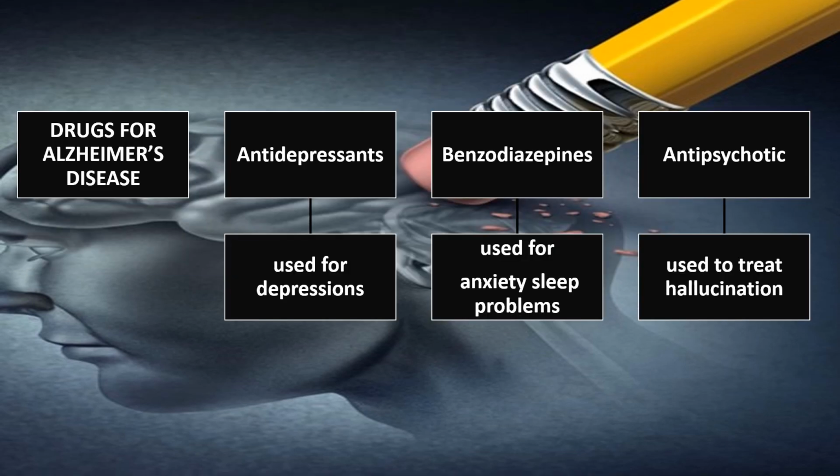And next we are going to see the drugs. They are subdivided into three categories: antidepressants, benzodiazepines and antipsychotics. Antidepressants are used for depression problems, benzodiazepines are used for anxiety and sleep problems, and antipsychotic drugs are used to treat hallucinations.